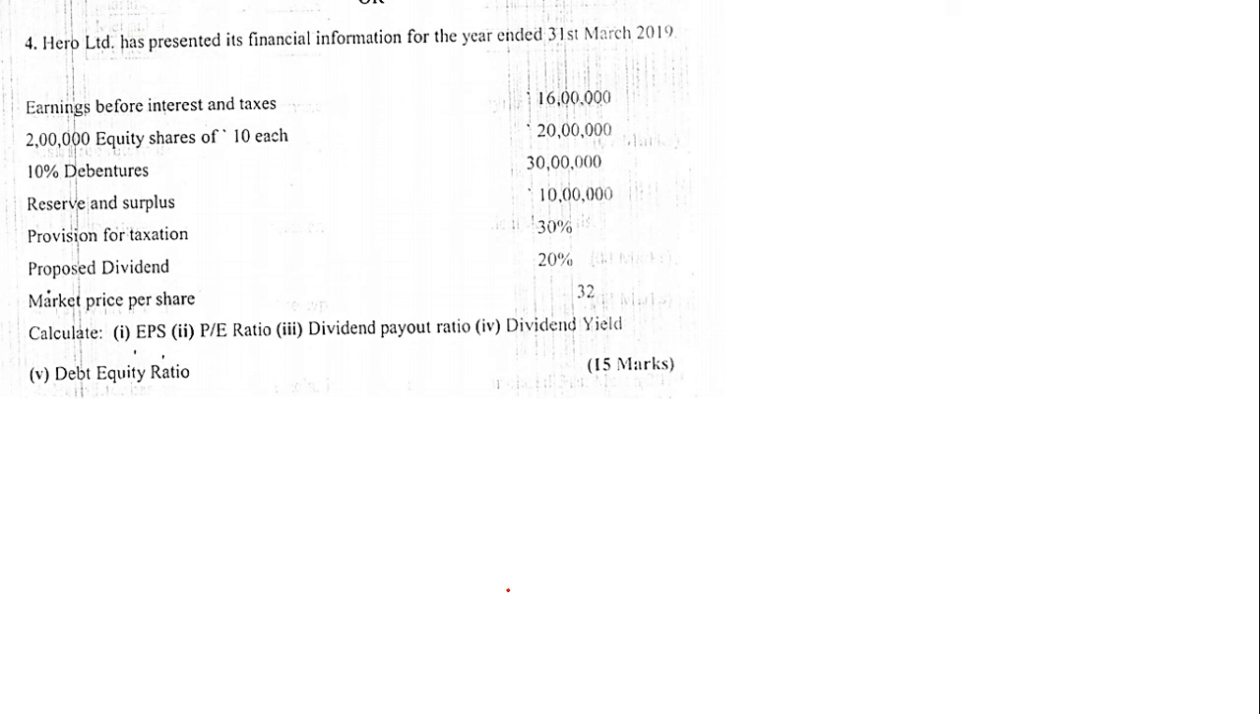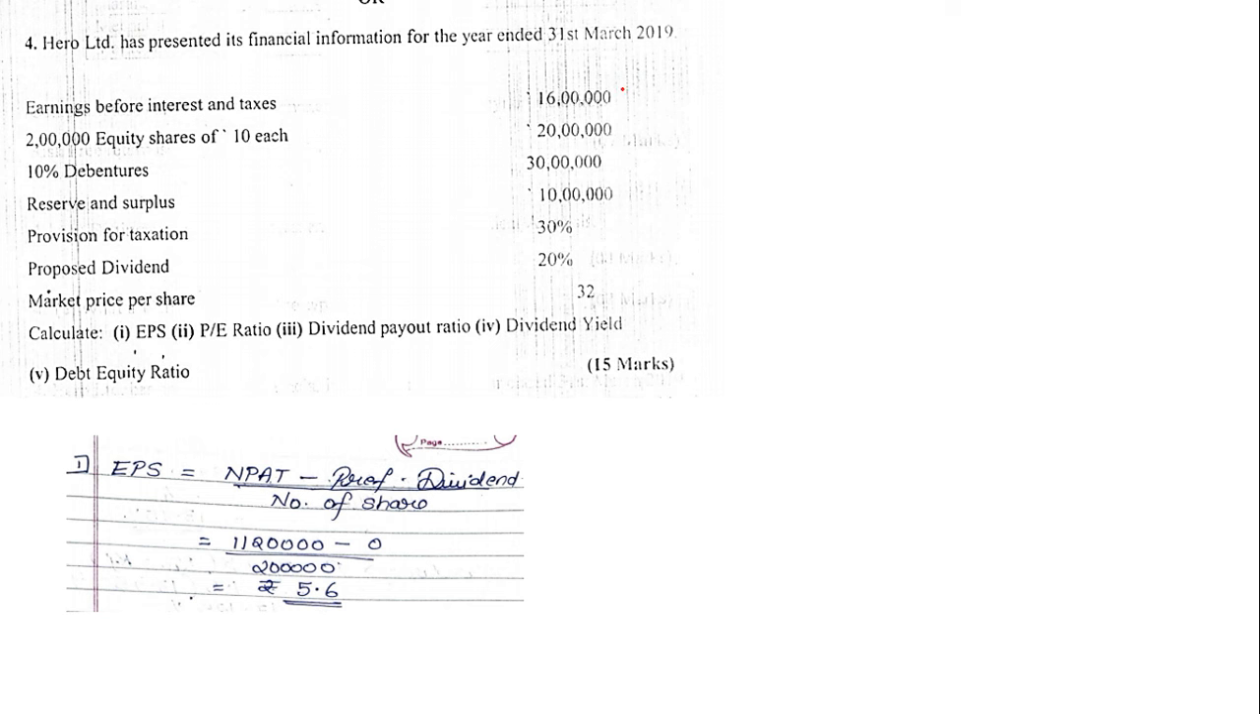Okay, now the last question which was asked was: Hero Limited has presented its financial information for the year ended. They've given you EBIT, 2 lakh equity shares, debenture, reserve, provision for tax, proposed dividend, and market price. They are asking you to first find earning per share. Now, the formula for earning per share is net profit after tax, less preference dividend, upon number of shares, which is 2 lakh. Profit before tax is 16 lakhs, so you deduct the tax of 30% from it. We get the value as 11,20,000 divided by 2 lakh, which comes to 5.6 rupees.